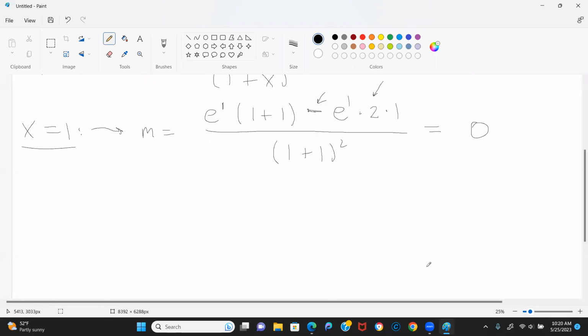So the tangent line is going to be horizontal. So the tangent line is the horizontal line y is equal to 1/2 e. Okay, and that's basically it.